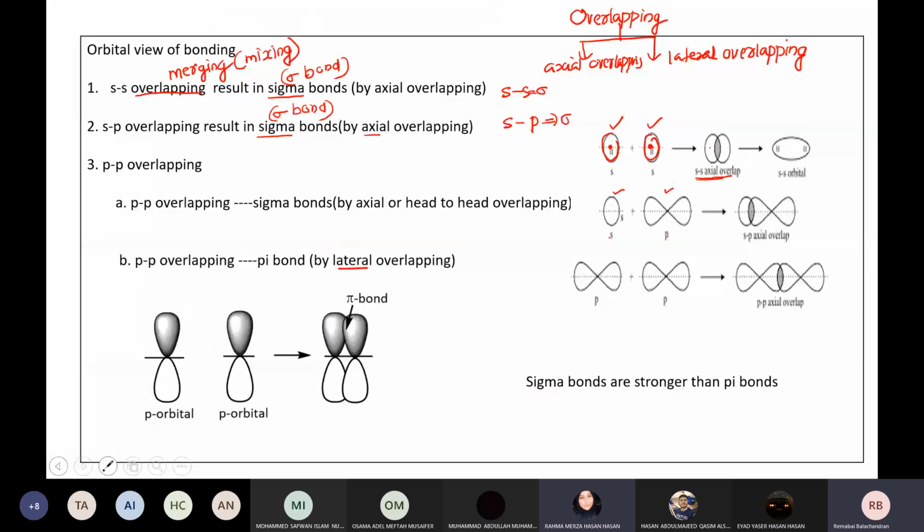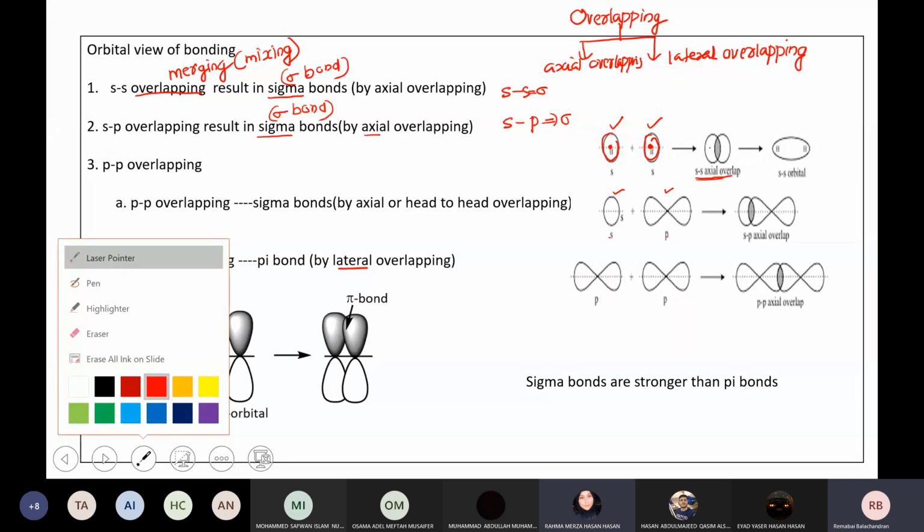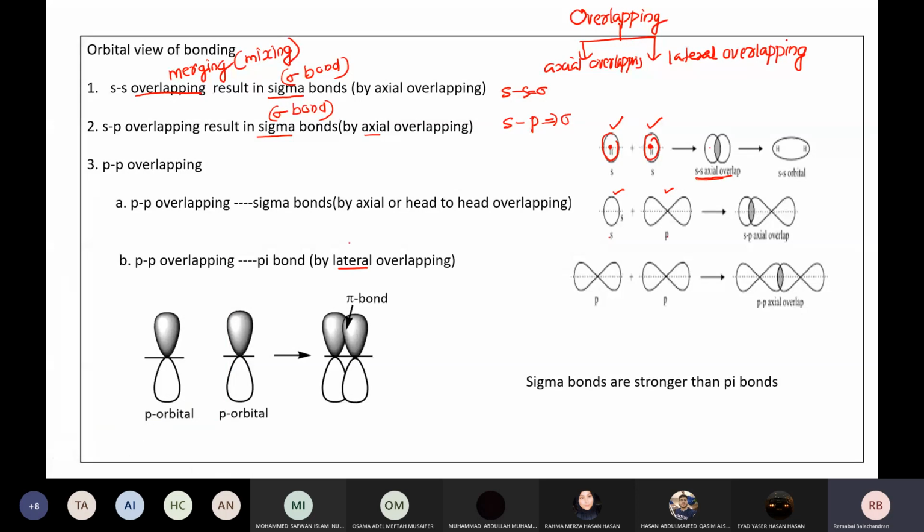Now this is a better diagram. P-P overlapping has two types. One is axial, or head to head. The other one is lateral overlapping, also called sideways overlapping. Is it clear for you? So this is the pi bond.